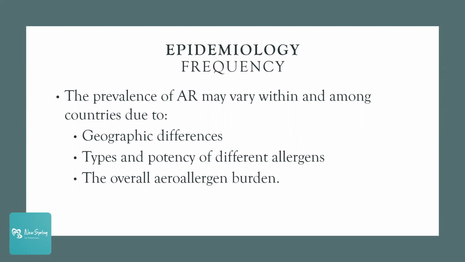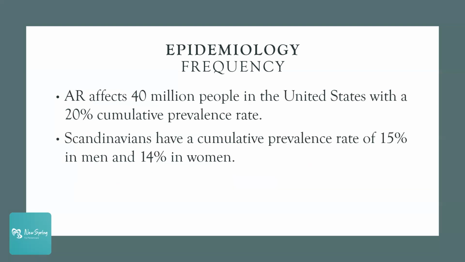So you have to understand where you are working or where the patient is coming from to understand the impact of this geography on allergic rhinitis, the types and potency of different allergens. So is this patient living on a farm and exposed to a high rate of pollens, or living, for example, near a factory and impacted by the fumes that are coming out of the factory? So also the types and potency of different allergens and the overall allergen burden. So this is the first thing.